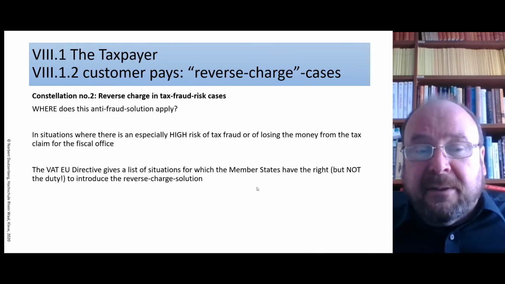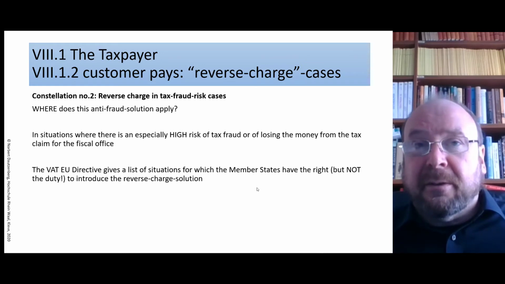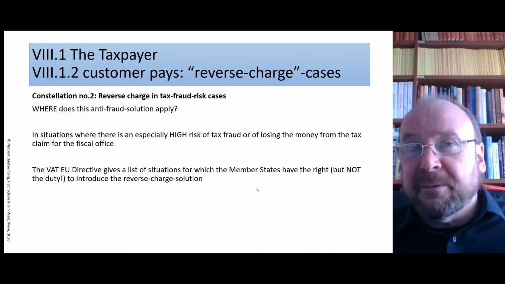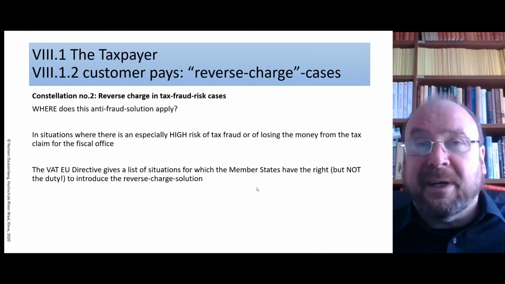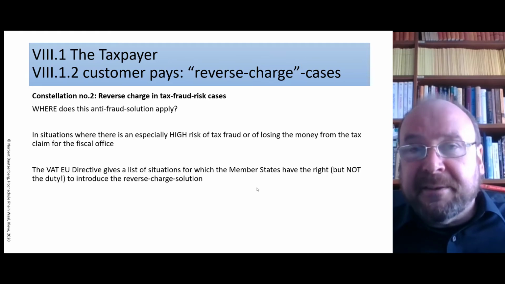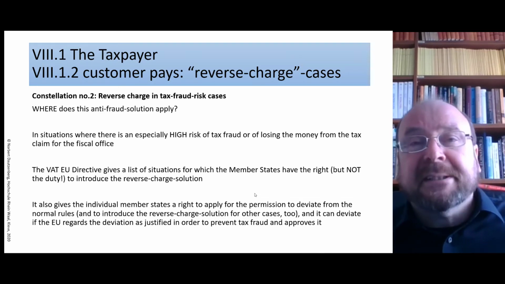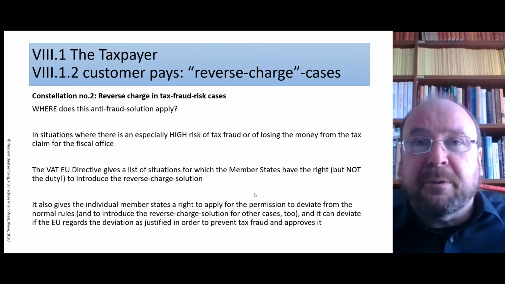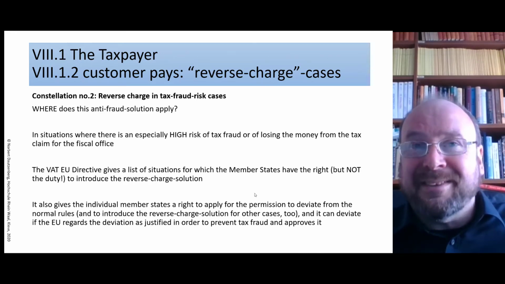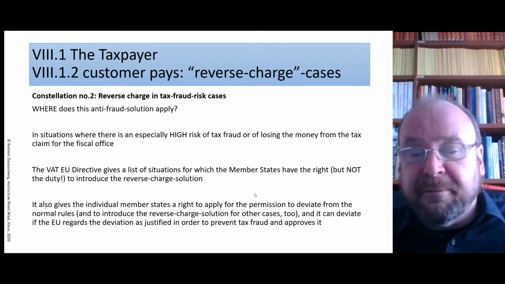It greatly helps. On the other hand, you cannot change taxpayership on your own discretion completely. You need to act within what the VAT directive of the EU allows. Now, fortunately, the EU directive gives a list of situations for which the member state has the right, so it's again an option for member states, to introduce a reverse charge solution. And in some cases, even member states can additionally apply for an exemption or exception where they can get the permission to apply the reverse charge solution to additional cases where an urgent need for fighting tax fraud risks seems to be given.